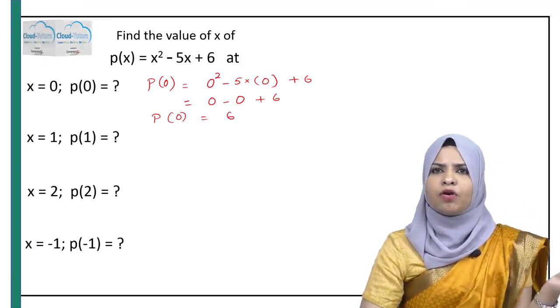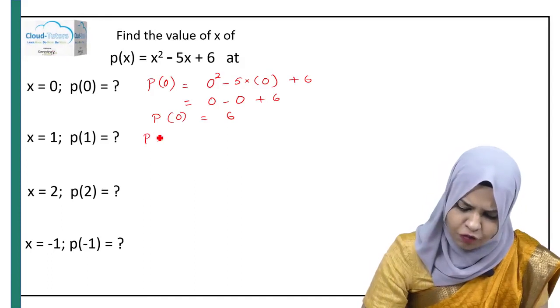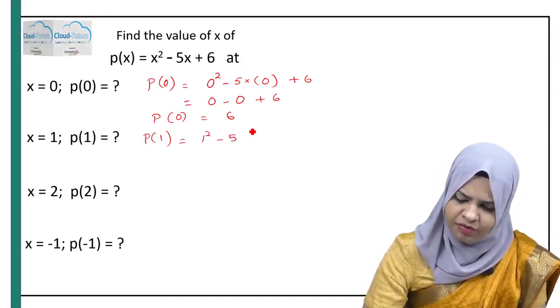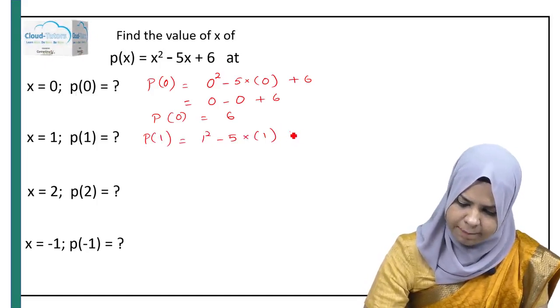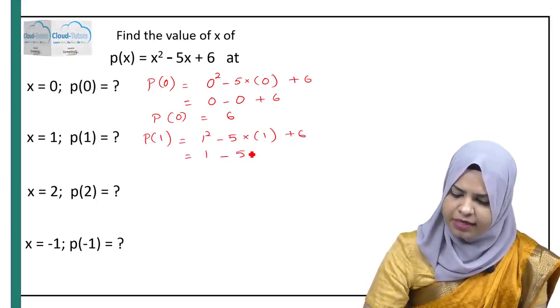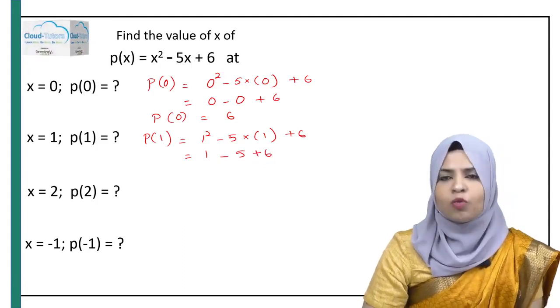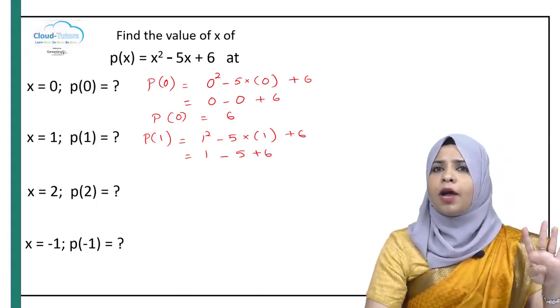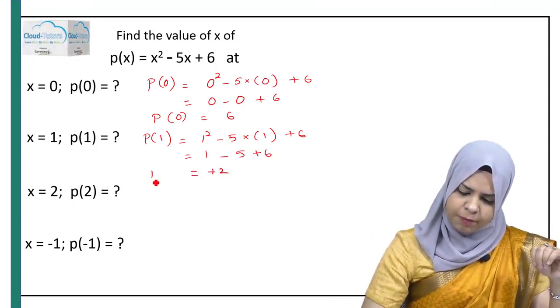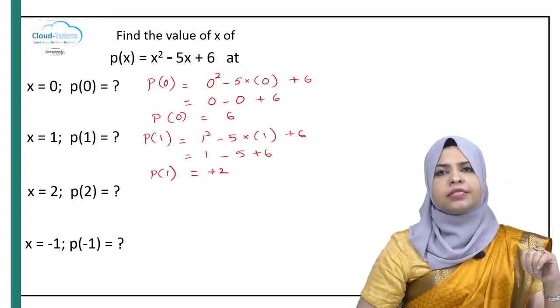So what happens to P of 1? P of 1 would be 1 square minus 5 into 1 plus 6. So when I simplify, 1 minus 5 plus 6. So 1 minus 5 is minus 4. Minus 4 plus 6 is plus 2. So P of 1 is plus 2.